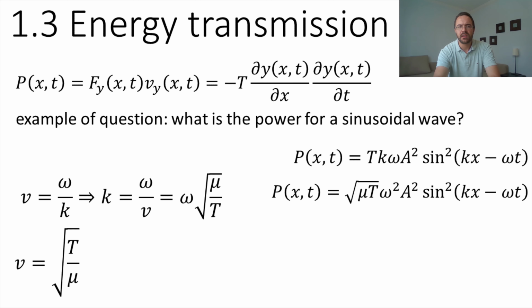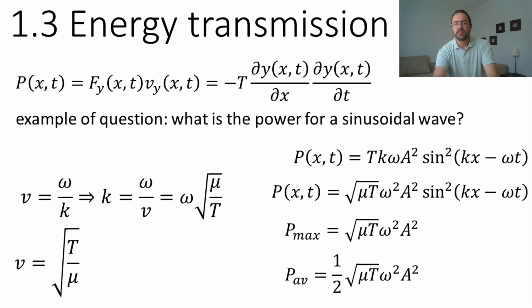Still, this relation gives the power at a particular position x and particular instant t, right? And because it varies with time, it can sometimes be better to express quantities that do not depend on time, quantities that are time independent. For example, we can calculate the maximum power, P max. This will happen when the sine function is equal to 1. So P max is equal to the square root of mu T times omega squared A squared.